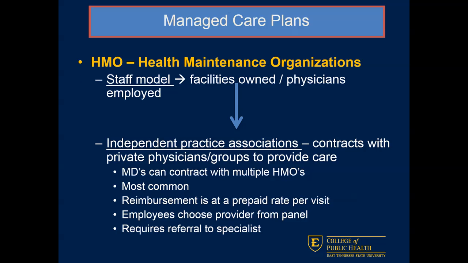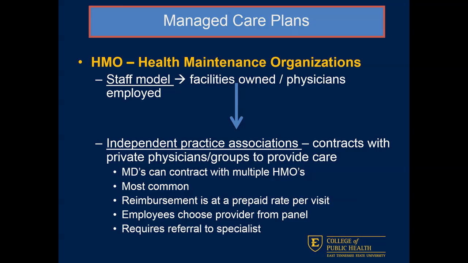So HMOs, health maintenance organizations, they're probably the oldest type of managed care plan out there. They are the most restrictive, and the most restrictive in this model is going to be the staff model. So we see a shift to the most common, which is your IPAs. Now let me back up a second.